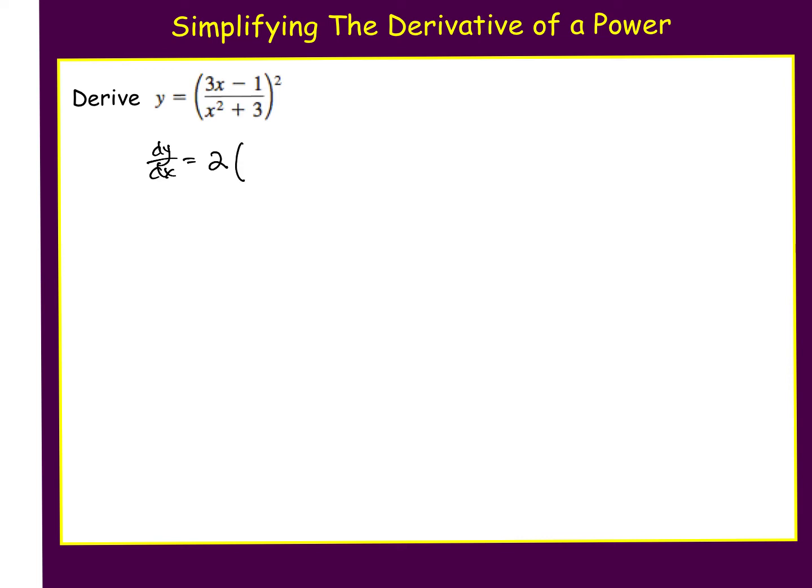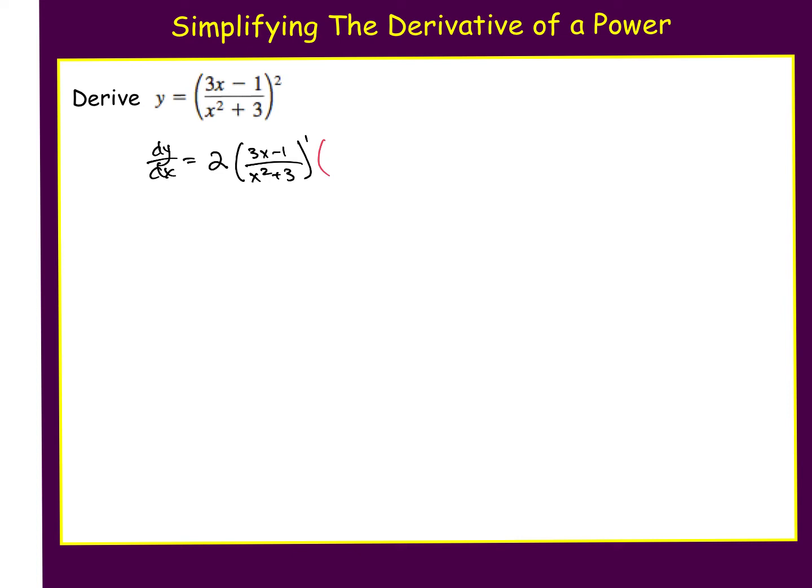And then I'm still left with this 3x minus 1 over x squared plus 3 to the power of what now? 1. And then I'm done, right? No, I need to take the derivative of the what? The inside, the inner composite. So what rule do I have to use on this one? I have to use the quotient rule, so let's do it.